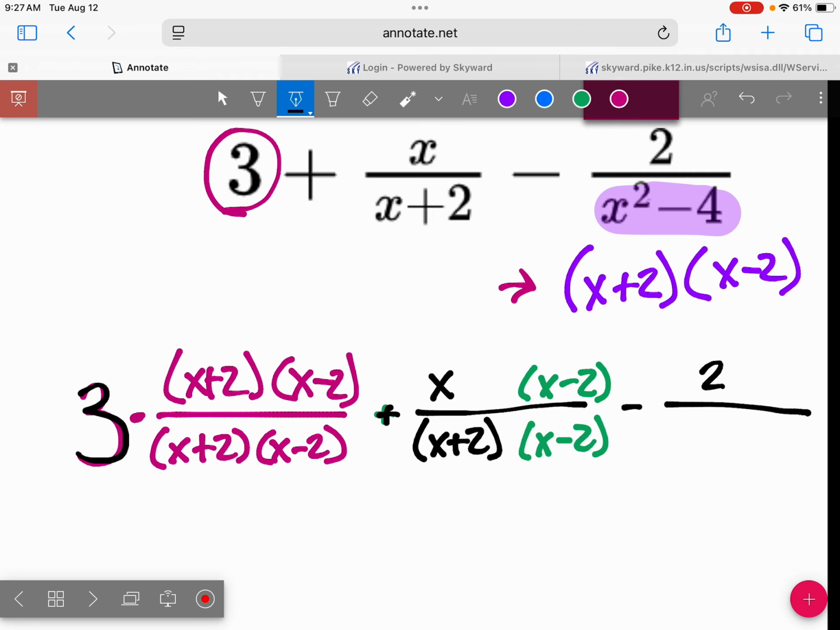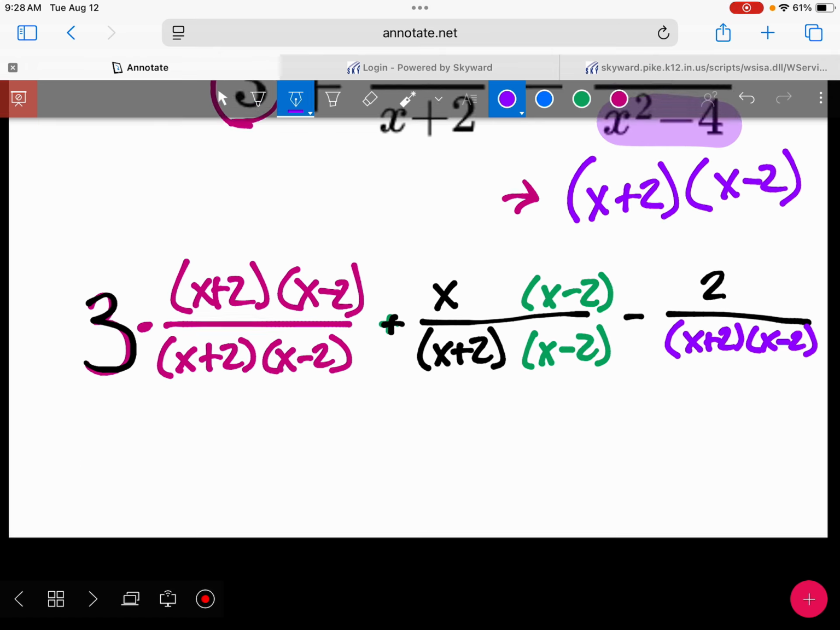And then we have our OG guy over here who's just kind of chilling. It already has that common denominator, so we don't need to do anything to it. But now all of these pieces have that same denominator. So I can do this multiplication, 3 times these. I can multiply these together, so we can add them. And then we're going to come through and subtract 2.